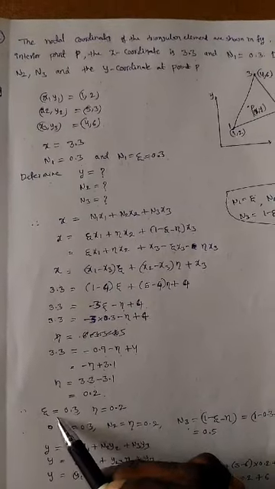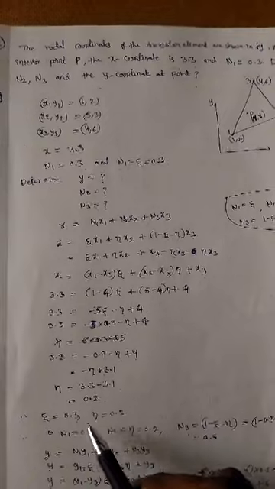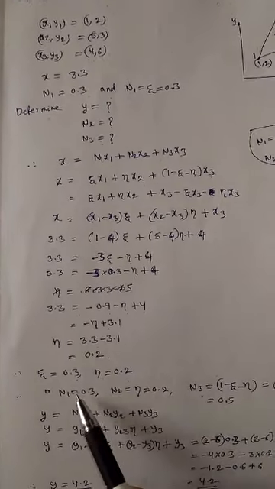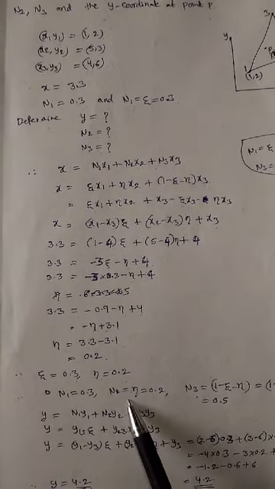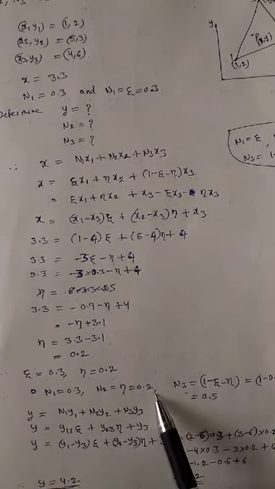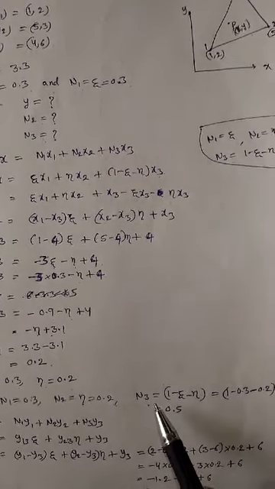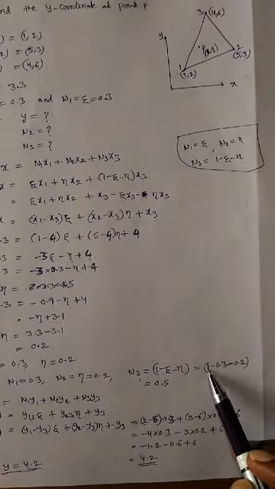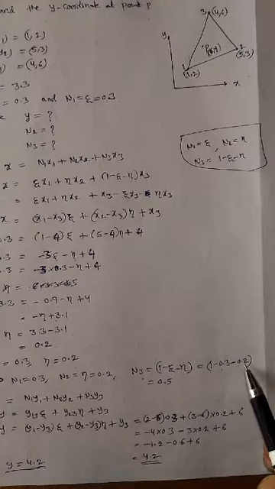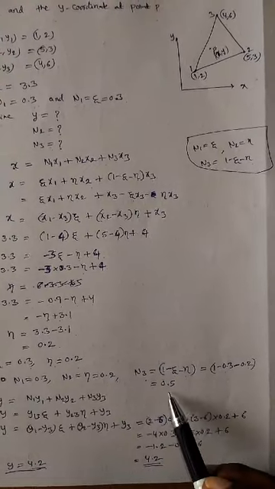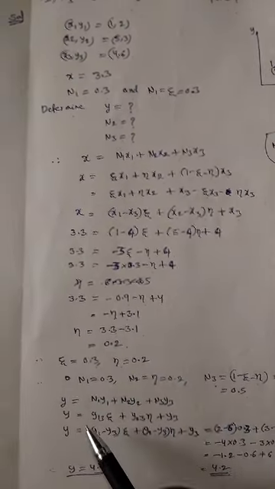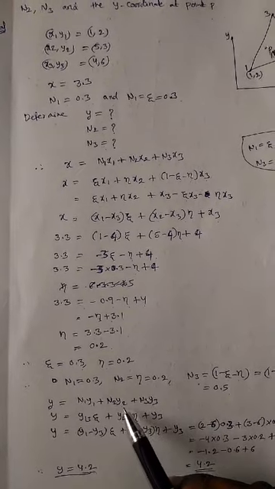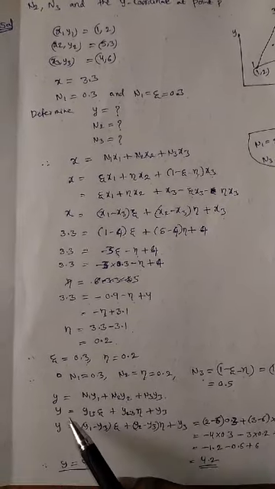Where xi is equal to n1 is equal to 0.3 and eta is equal to 0.2. Therefore, n1 is equal to 0.3, n2 is equal to eta is equal to 0.2. Therefore, n3 is equal to 1 minus xi minus eta, that equals 1 minus 0.3 minus 0.2, that equals 0.5. Therefore, y is equal to n1 y1 plus n2 y2 plus n3 y3.